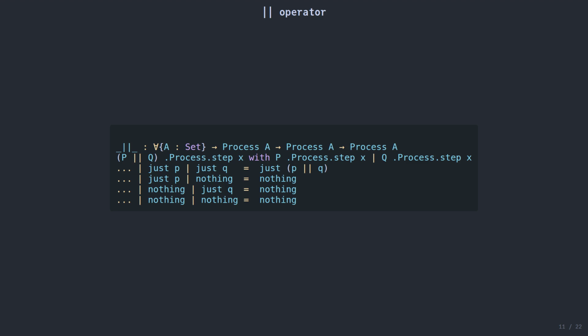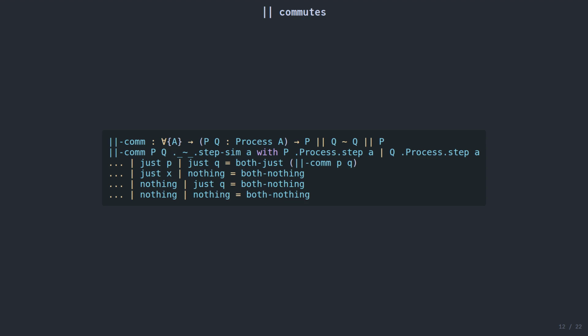For any event, X, we look at how each process responds. If either process refuses the event, the combined system cannot proceed. But if both processes accept the event, they evolve together, and the combined system continues as the parallel composition of their successors. This gives us a simple model of synchronous interaction.